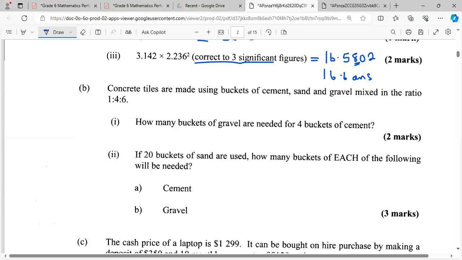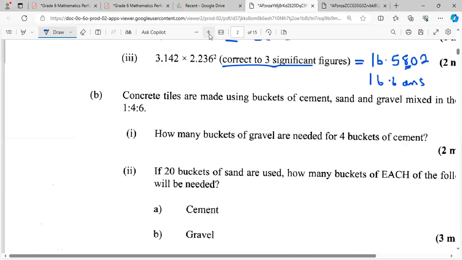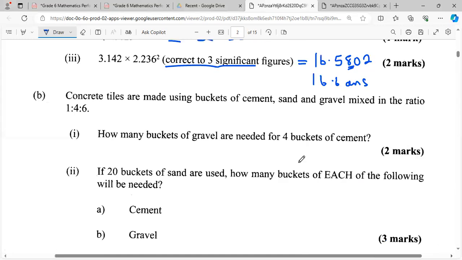B says concrete tiles are made using buckets of cement, sand, and gravel mixed in the ratio 1 to 4 to 6. How many buckets of gravel are needed for 4 buckets of cement? Alright, so guys, ratio. Go back to primary school. Ratio wasn't hard, right? So let's figure out this one.